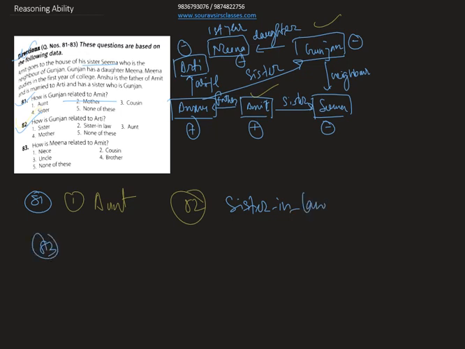Now let's see the last one. How is Meena related to Amit? This is Meena and this is Amit. Meena is daughter of Gunjan and Gunjan is aunt of Amit. Therefore, Meena is the cousin of Amit.